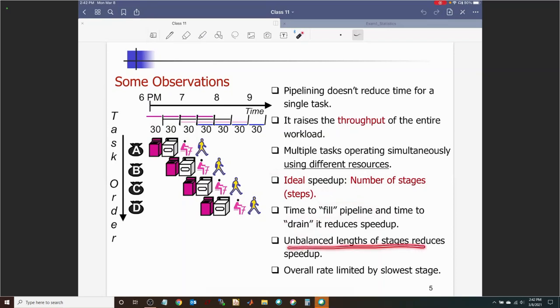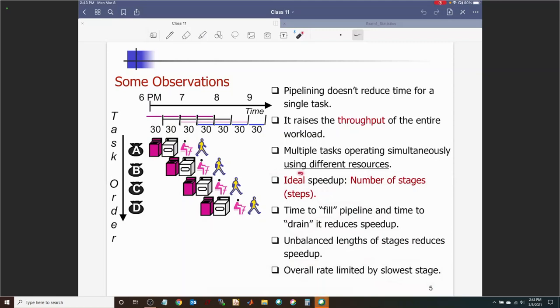Unbalanced length of stages reduces the speed up, which essentially means that if one of the tasks was taking a long time compared to others, then that would be the bottleneck. That would slow things down. In this case we had 30 minutes each, so it was pretty okay because everything was synchronized. One thing ends, the other thing starts. The other thing ends, the third thing starts. But if you have unbalanced length, then it actually reduces speed up. Also, the slowest task, the slowest resource, the slowest stage will actually be limiting your overall rate.